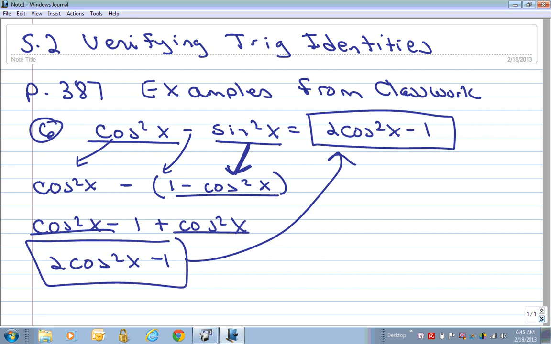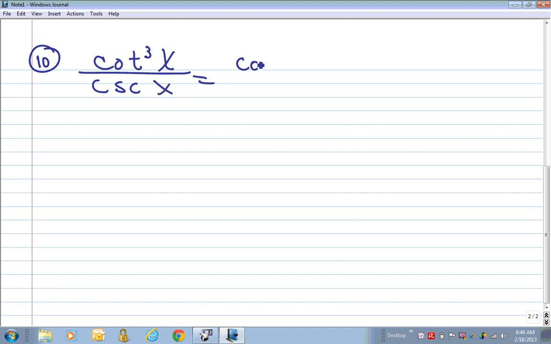The next example we're going to do, and you need to pause, go ahead and pause and make sure, besides just writing it down, you're thinking through what we did. I'm going to work with number 10. Number 10 is cotan cubed, and they use a t. Again, I'm going to use x just to make it a little easier for us, over cosecant x. And that's equivalent to cosine x times cosecant squared x minus 1.